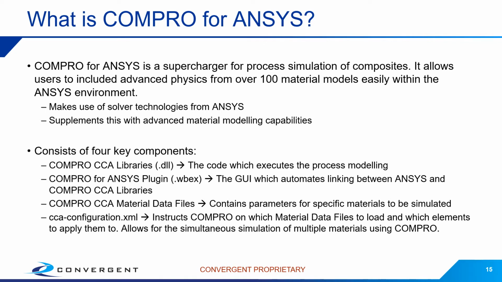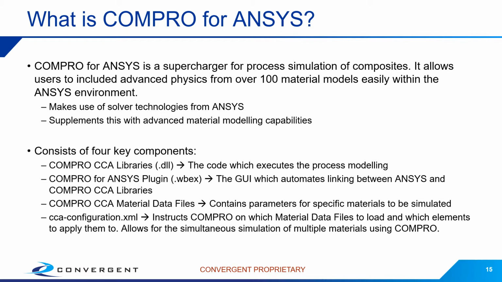Another piece of the puzzle is the material data files. These are specific to Compro CCA, so to run Compro, you need Compro CCA material data files, and these contain all of the parameters for those many advanced material models. You can use the open materials available from Convergent if they're available to you internally in your company or from your supplier as well. If they're not available to you, please contact us, and it's possible for us to characterize them for you or support you in characterizing them yourself. So it's imperative for a simulation that you have good data, and Compro CCA material data files provide you with that data.